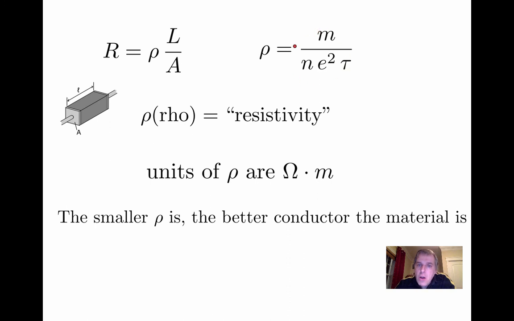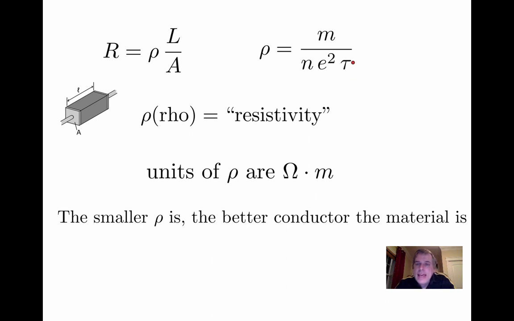Also look at this here. Rho is inversely proportional to the density of free electrons. That makes sense. If n is very big, that means you have a lot of free charges, so you expect to have a good conductor. A good conductor will have a small rho. So large n means a lot of free charges, a good conductor, so a small rho.